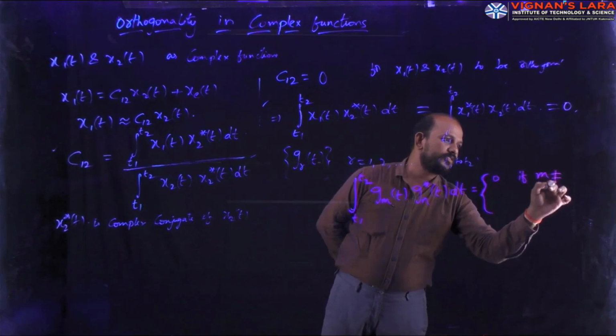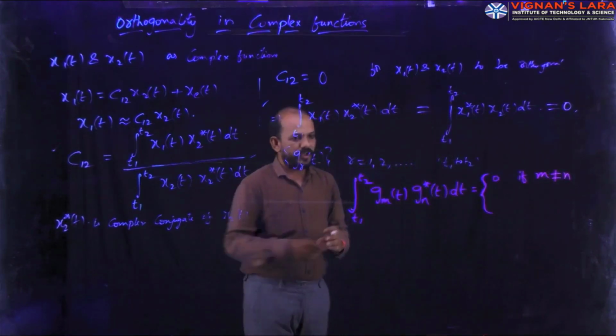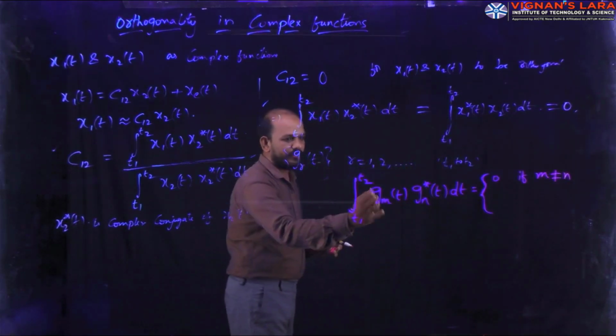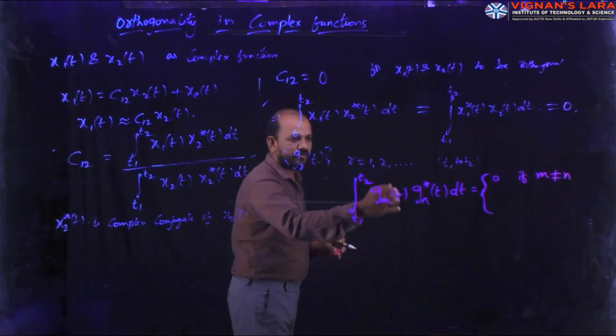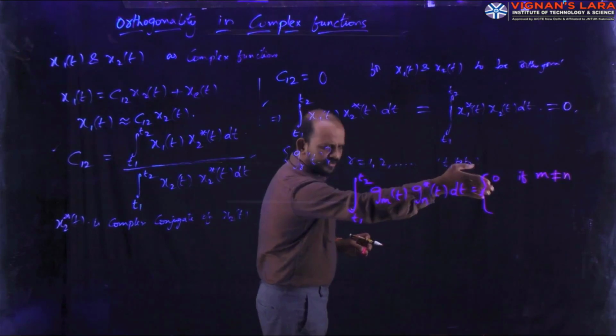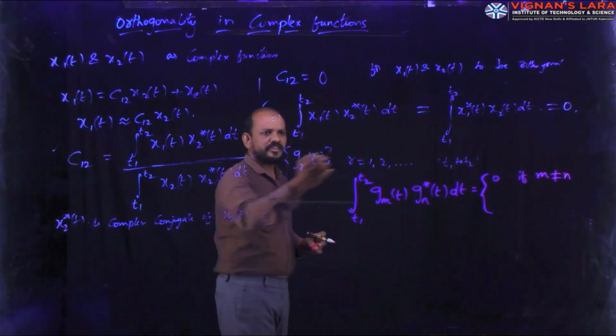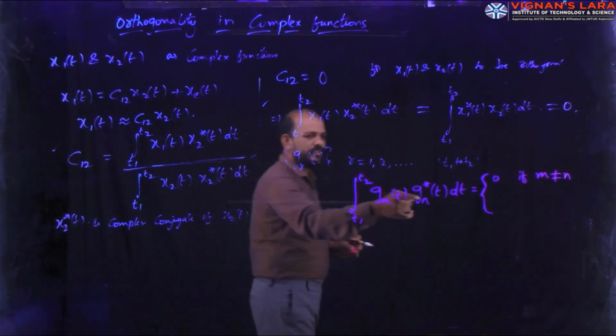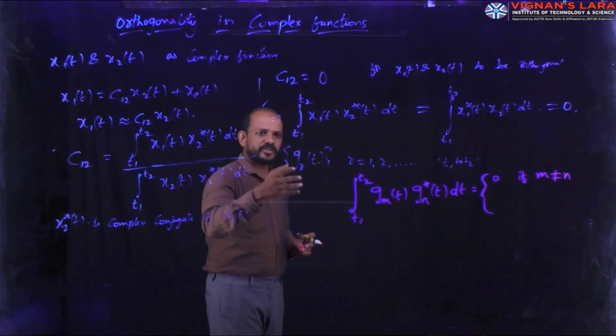If m is not equal to n, that is, m is 1 and n is 2, then the integral of g1 of t into g2 star of t dt will be equal to 0, because these are orthogonal. So if the m value is not equal to n, the condition is this one.